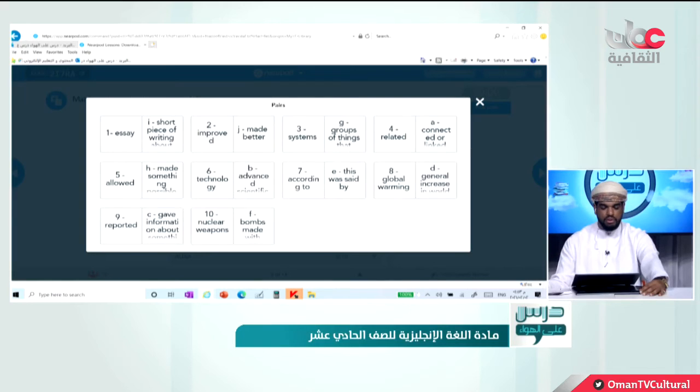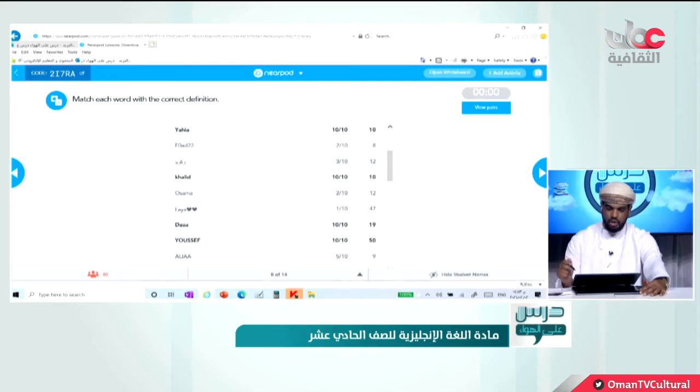Number nine, reported, gave information. It goes to C, gave information about something. All right. Number 10, nuclear weapons, which goes to F, bombs made with energy from the central part of atoms. All right, guys. I hope you have copied the answers in your workbook.